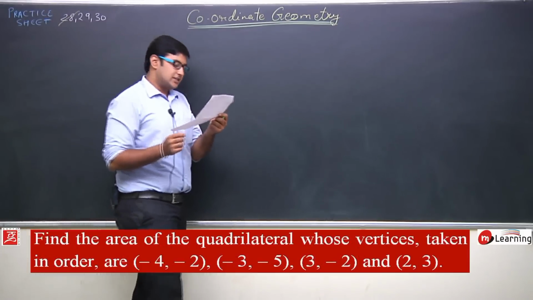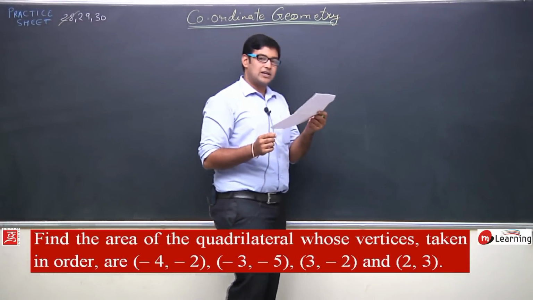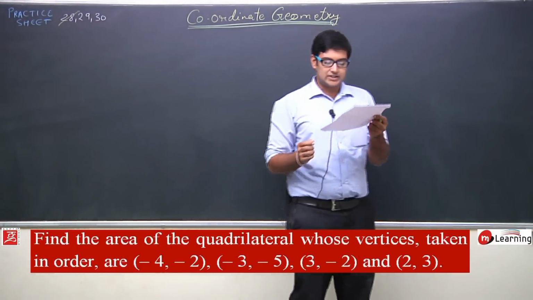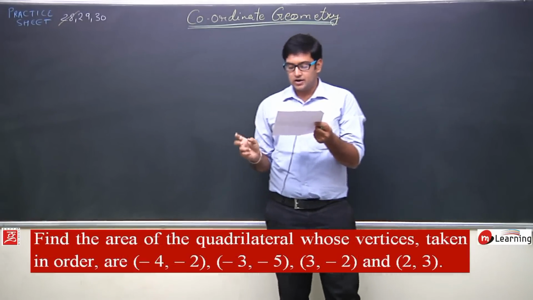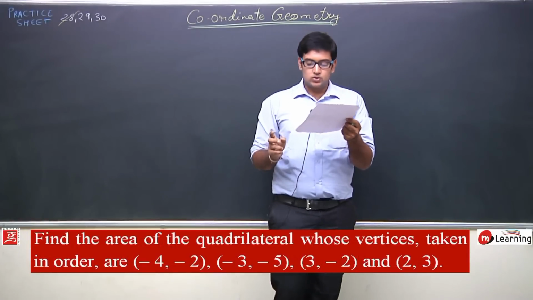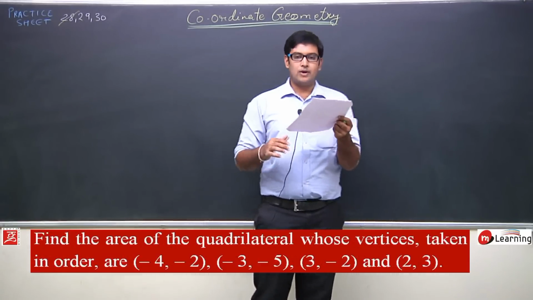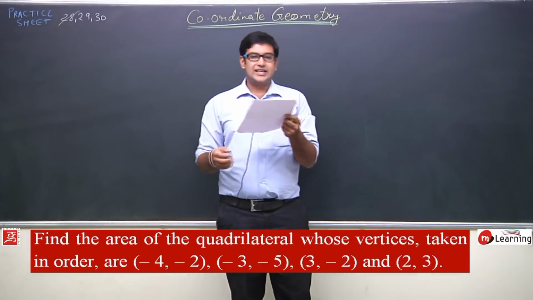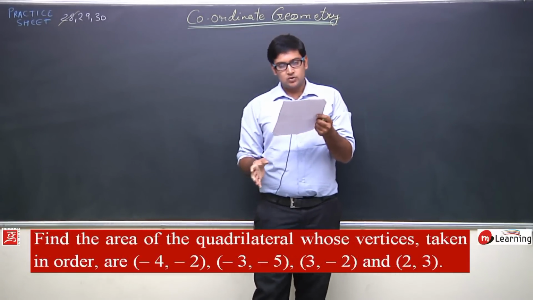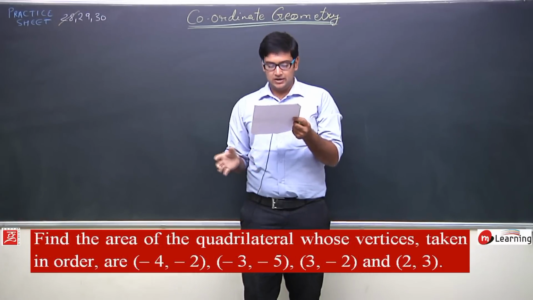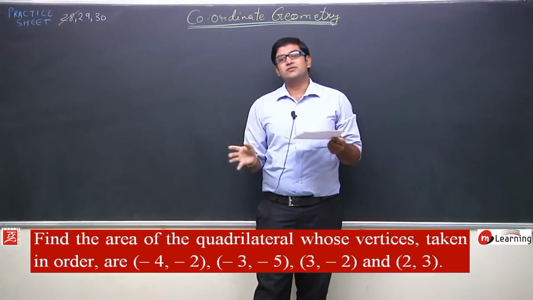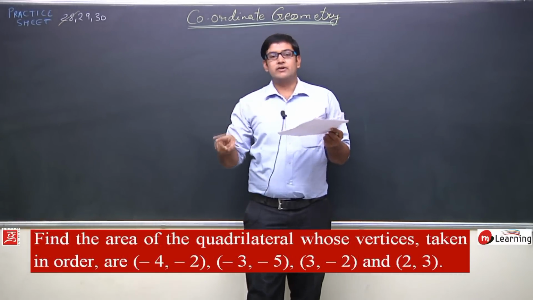Question number 29 says find the area of the quadrilateral whose vertices taken in order are (-4, -2), (-3, -5), (3, -2) and (2, 3). Okay, so it says there is a quadrilateral whose area needs to be determined and the vertices of this quadrilateral are in given order.